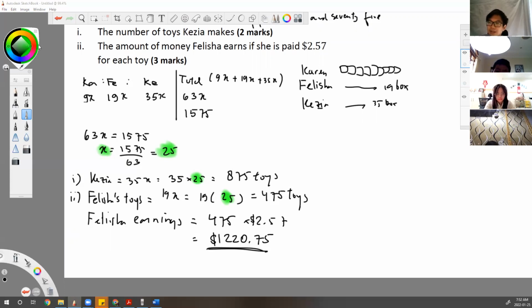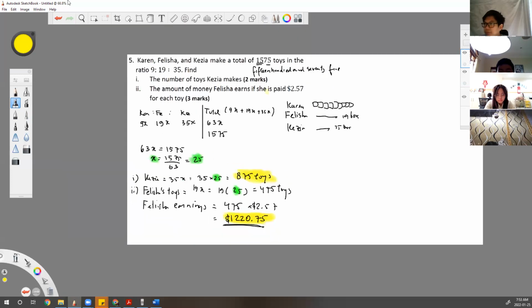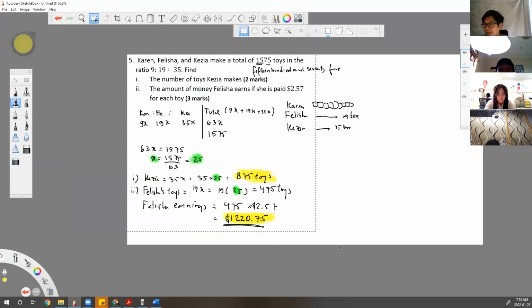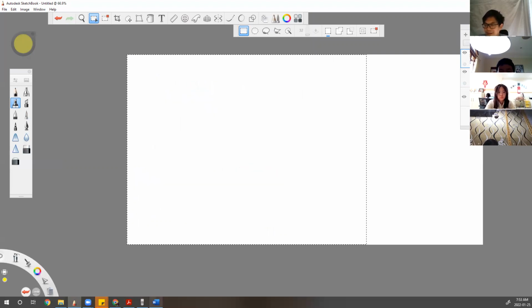It's the same with, wait, it's 15 million rupiah. That's the answer. Not bad, making dolls can earn 15 million, guys.